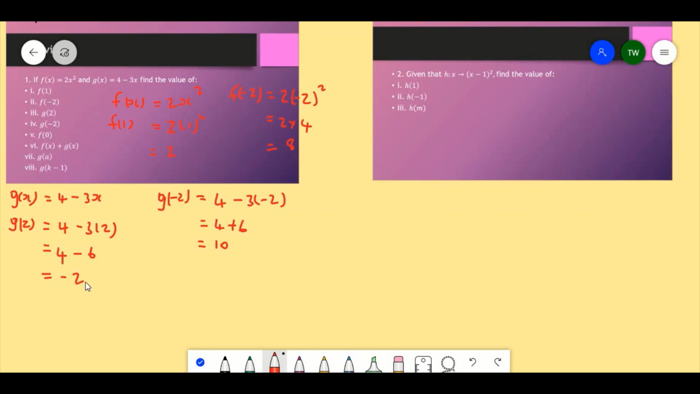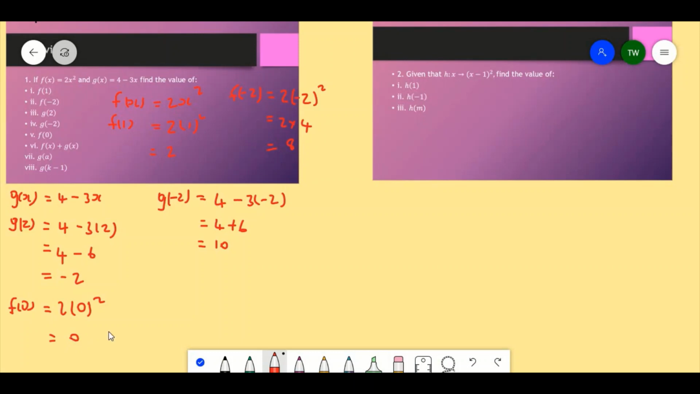Alright, 2 different things. Now we are also asked to find f of 0. So f of 0 is going to equal 2x squared. So we're going to put 2. Instead of putting x, replace x with 0. And 0 should be raised to the second power. So therefore, f of 0 here is just going to equal 0.